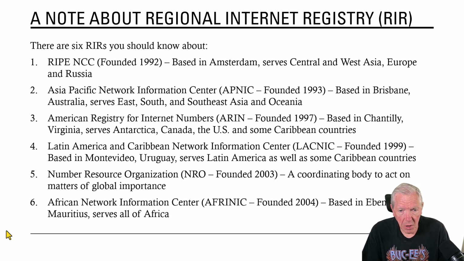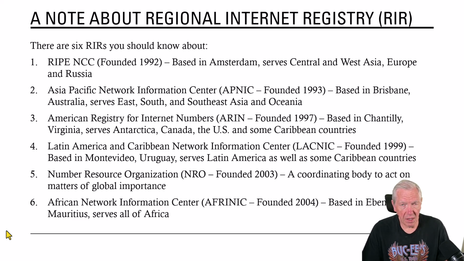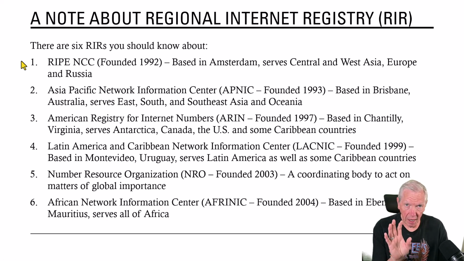There's the thing called the Latin American and Caribbean Network Information Center, LACNIC. It's based in Montevideo, Uruguay. It serves Latin America and some other Caribbean countries. So the Caribbean countries are kind of split. There's a thing that's an overall global management environment called the Number Resource Organization, NRO. And then the newest one is called the African Network Information Center. It's called AFRINIC, and it's based in Ebene, Mauritius, and it serves all of Africa. So these are what are called regional internet registries. These guys are the ones that are responsible for IP addresses in a given set of countries.